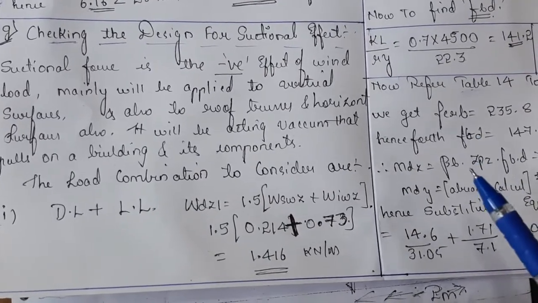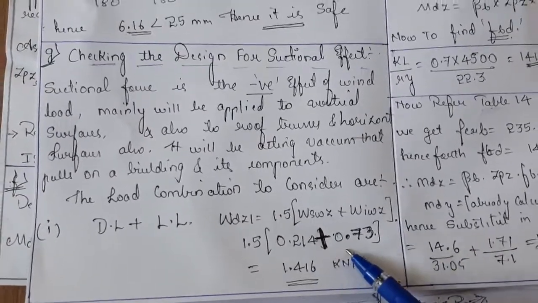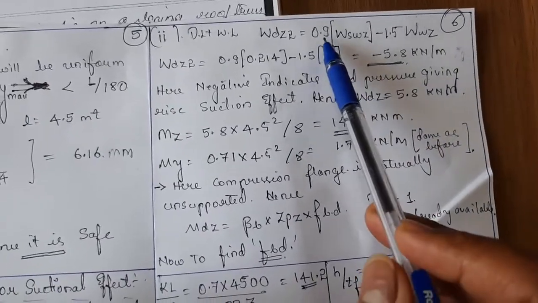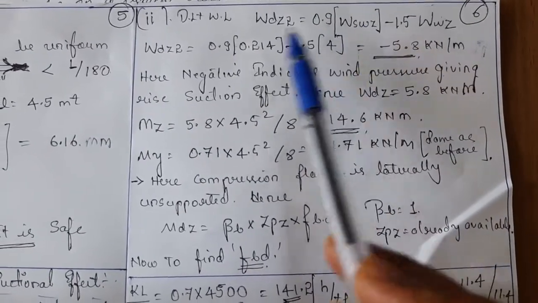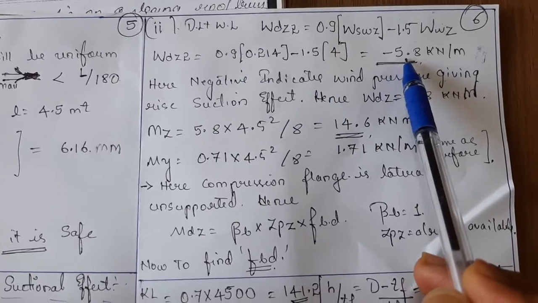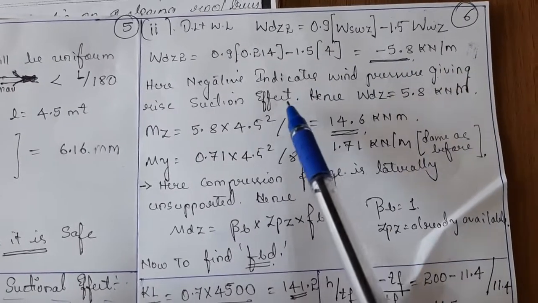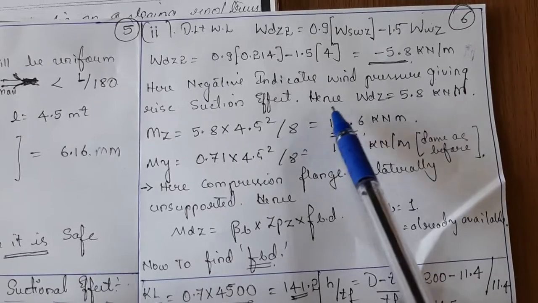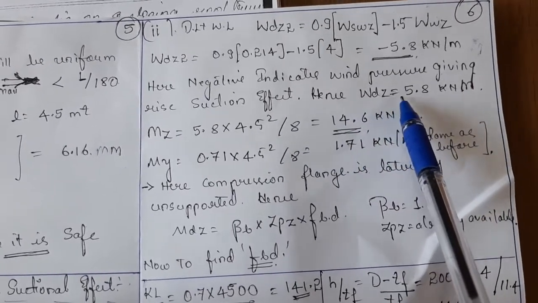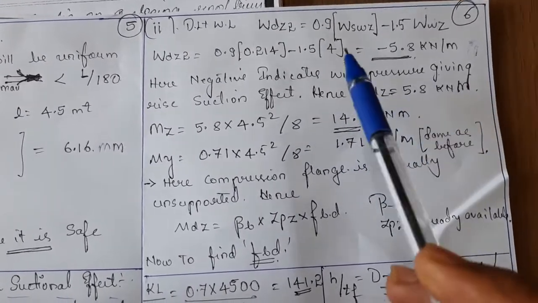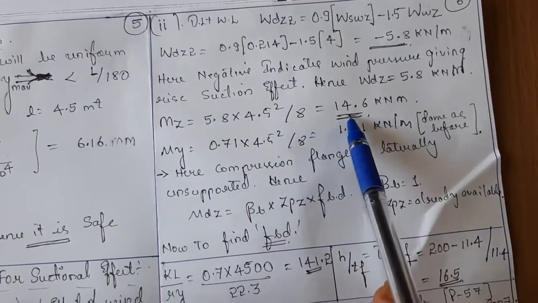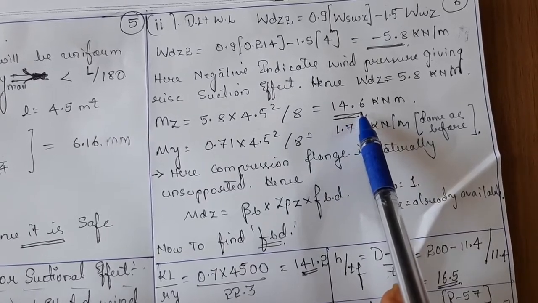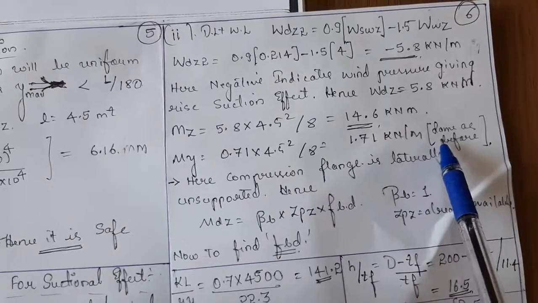So with the WDZ1 you got the positive wind load with the first load combination, and the second load combination tells you this. WDZ2 is 0.9 WSWZ minus 1.5 WWZ. So here you got minus 5.8 kilonewton per meter. Hence negative indicates wind pressure giving rise to suction effect. So WDZ is equal to 5.8 kilonewton per meter. Hence you have to calculate the bending moment out of this. So MDZ is 14.6. This is the new MZ value with the suctional effect, and MY remains the same, as calculated before.